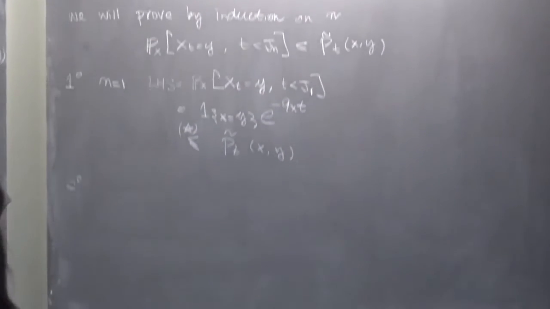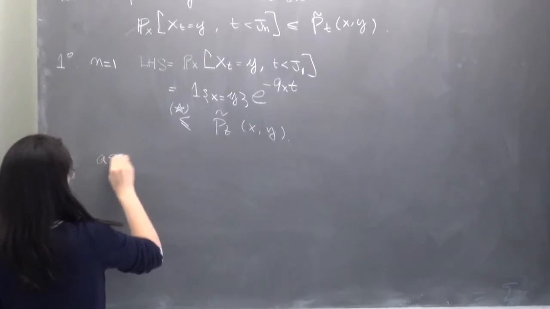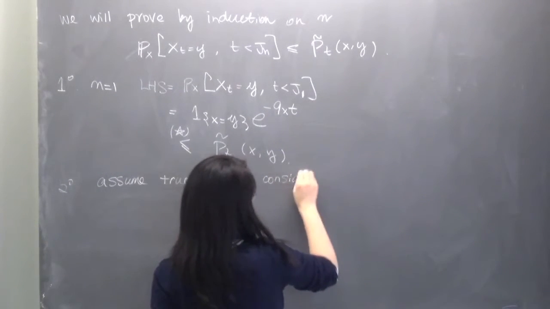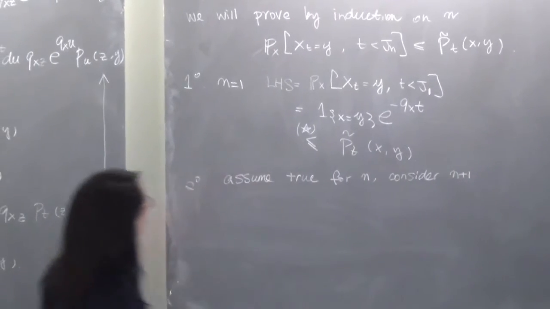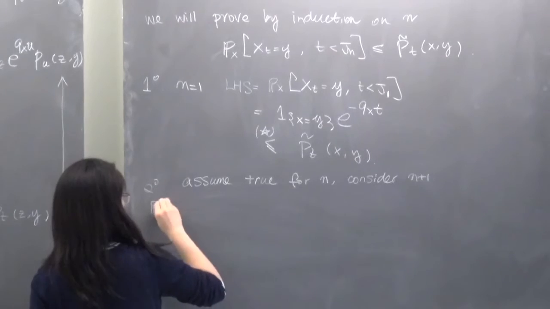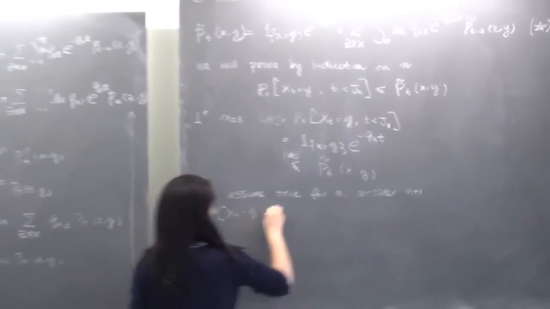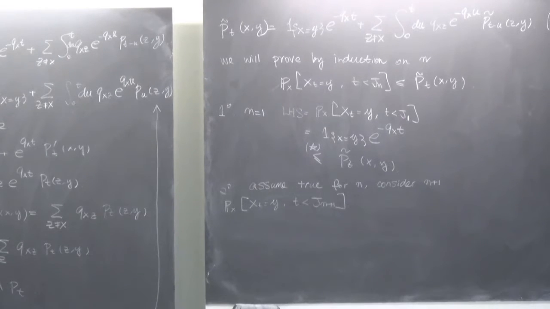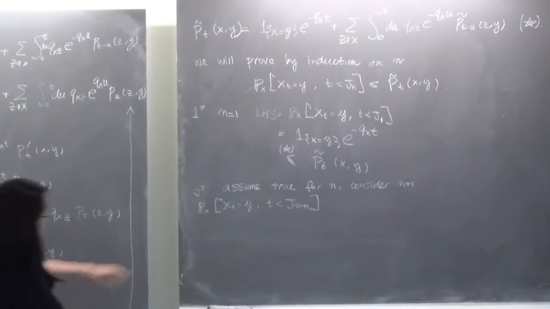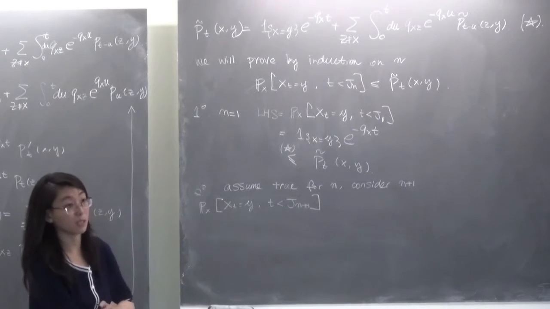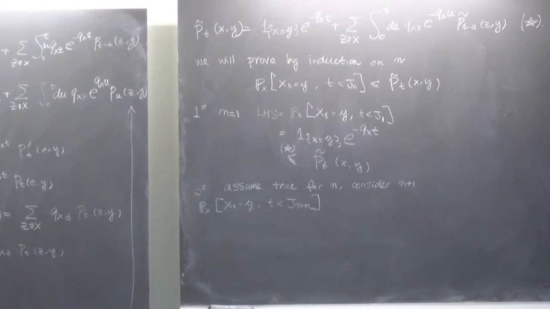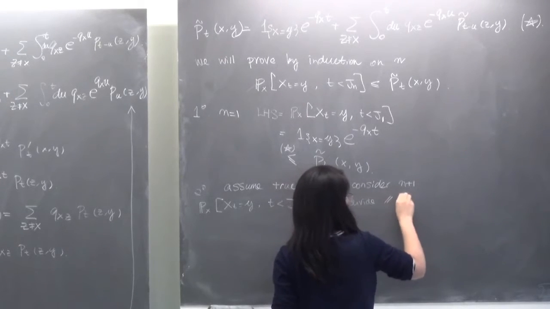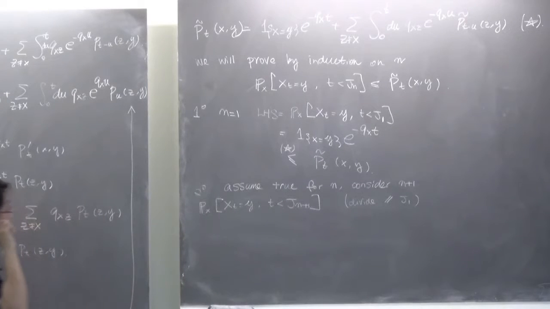And second, suppose the claim is true for n. And then let us consider what happens to n plus 1. So we want to show that, assuming the conclusion is true for n, for n plus 1, this probability is also less than pt tilde. And now, for this event, we divide it according to what happens to J1 and xJ1.